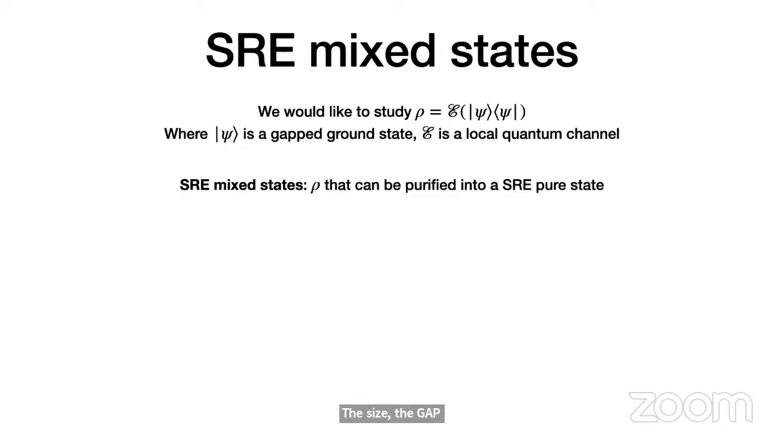So here's a definition that captures all such states. If I have a mixed state that is short-range entangled, then it means this mixed state can be purified into a short-range entangled pure state. Just like here, rho can be purified into the gapped ground state. So that's going to be my definition of mixed state. Basically, these are the mixed states I want to study.